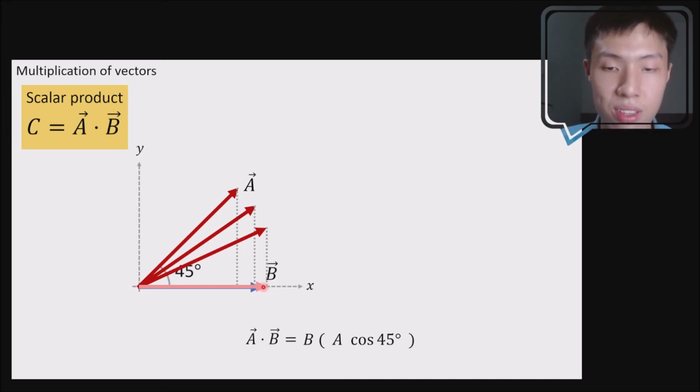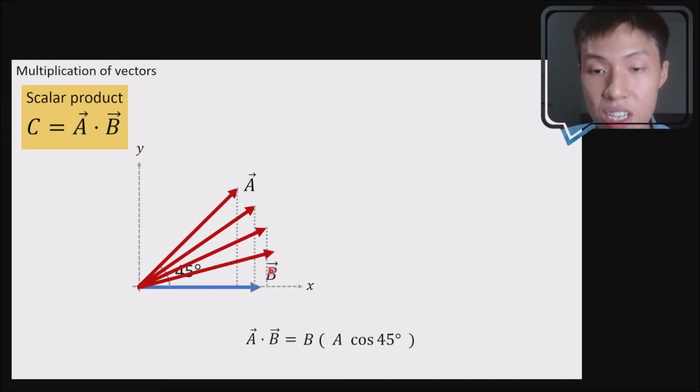And if I continue to decrease by 10 degrees, then now it's 15 degrees. The angle between A and B is 15 degrees. I'll see that the component of the new A which is parallel to B is even longer than before.